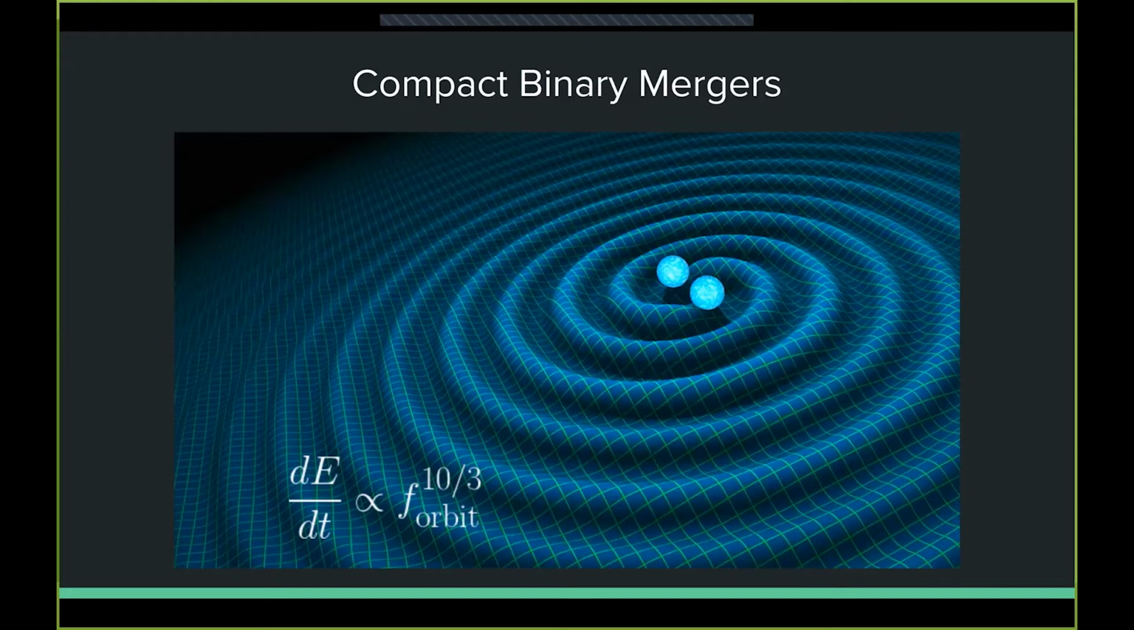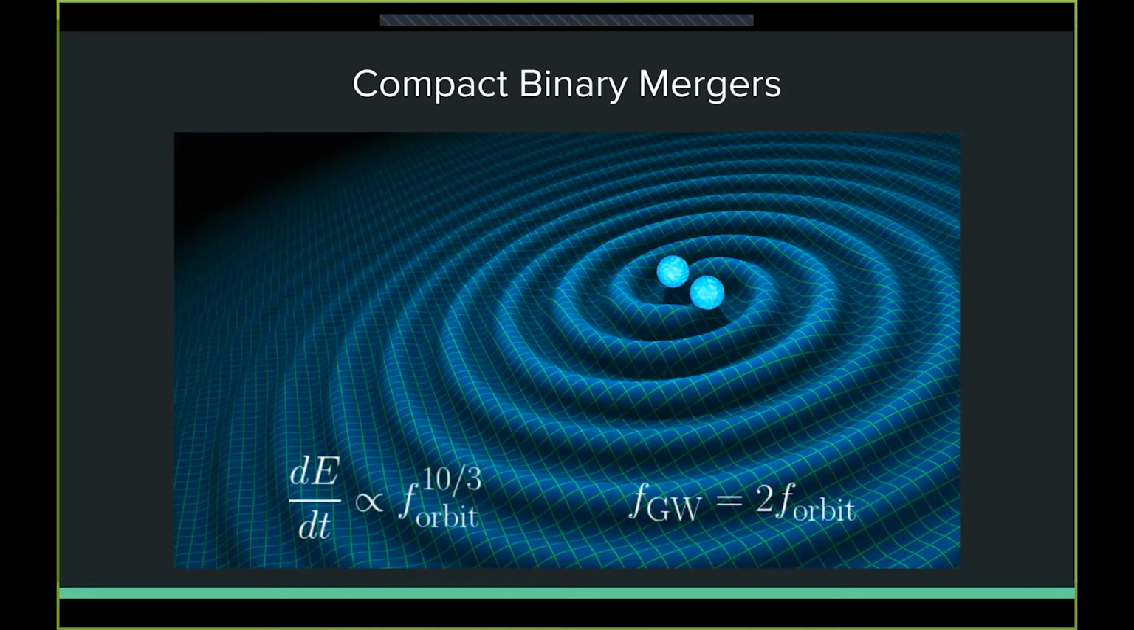And so you get this runaway process where they lose some energy and the orbit shrinks, and then they lose more energy and the orbit shrinks more, and they speed up this entire time. So it becomes a runaway process where at the very end, you have a very high frequency, very fast moving collision of a compact binary.